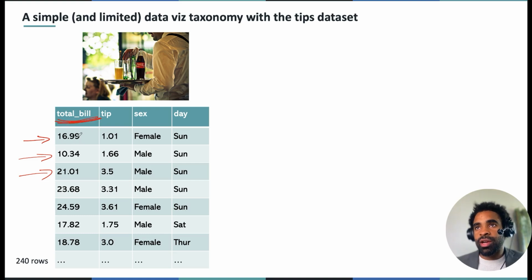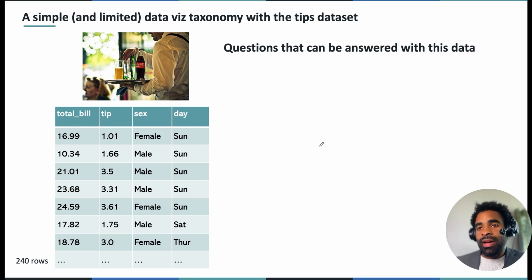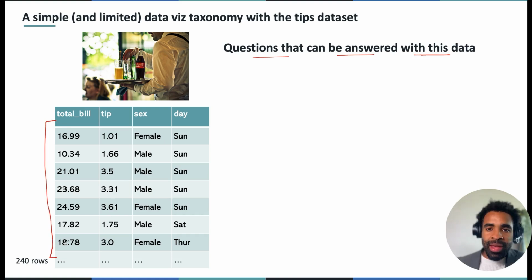The total bill column is how much that customer paid. The tip column is how much of a tip they gave. Then you have their sex, and then you have the day of the week that they came to the restaurant. And I think in this data set, there are only 4 days of the week. So now let's think about what sorts of questions can be answered with this data. What sort of questions may you want to ask about this data set? And then we'll think about the kinds of visualizations we can create to answer those questions.